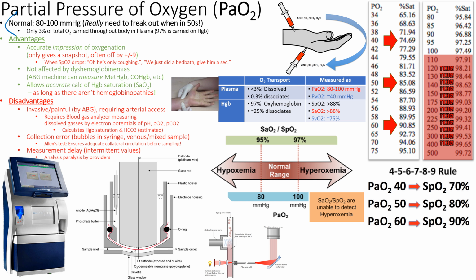But PO2, what's a normal one? 80 to 100, right? And you really need to freak out when your PO2 starts getting to the 50s. When it's in the 60s, that's actually great, right? That's actually appropriate, right? Especially for a hospitalized patient and especially for an ICU patient.